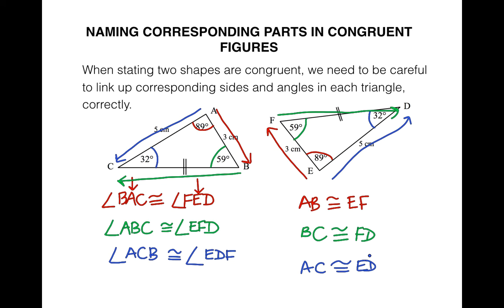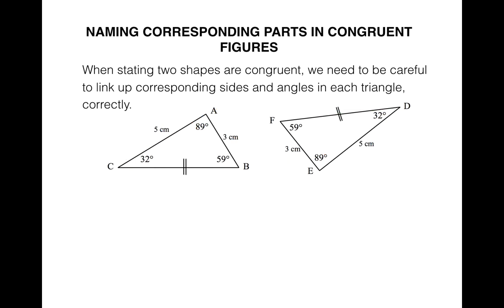So now we can make our final statement that says, how do these two triangles relate? Well, triangle ABC is congruent to triangle, A matches E, B matches F, C matches D. So triangle ABC is congruent to triangle EFD.